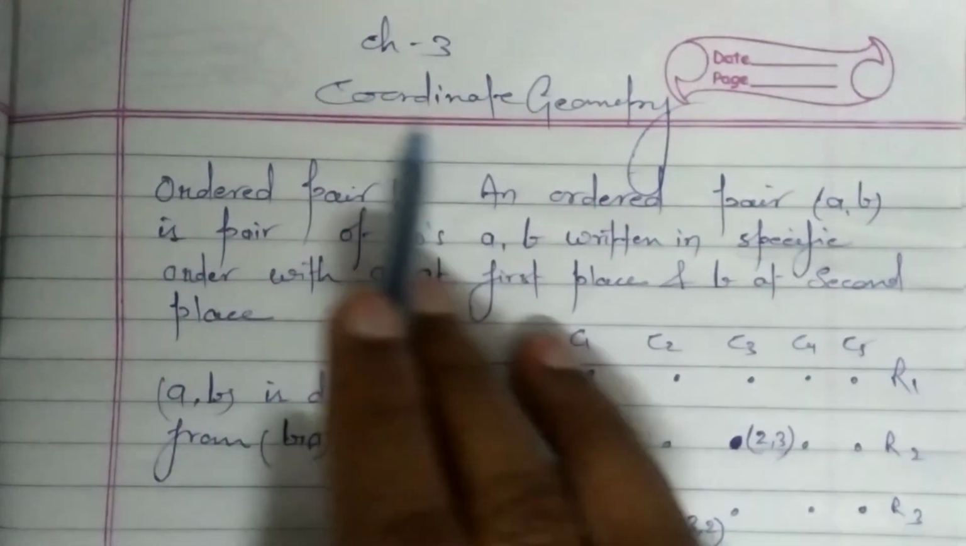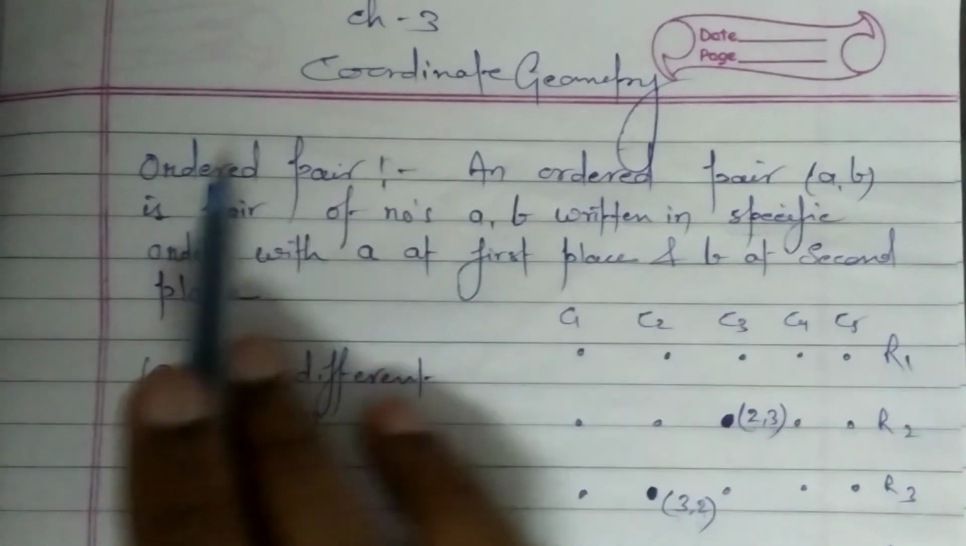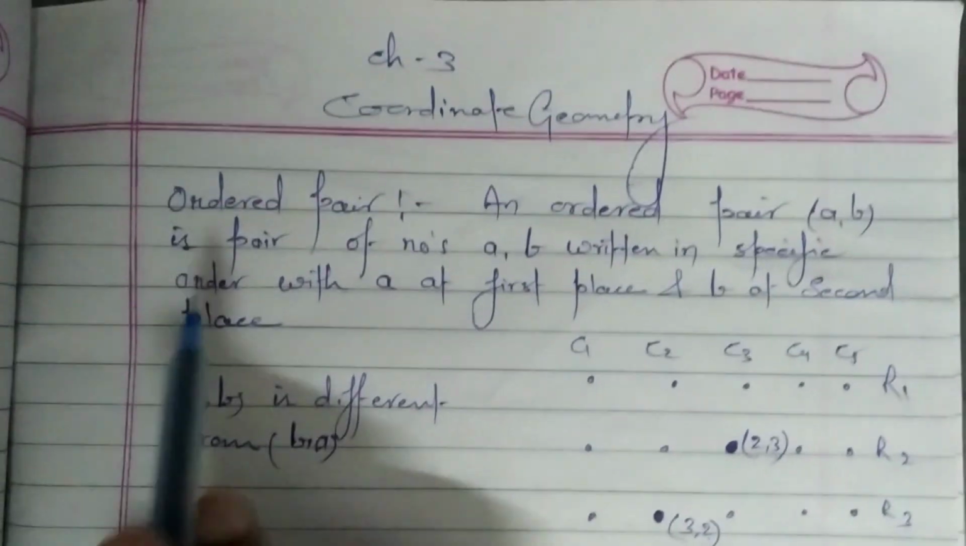Chapter number 3, Coordinate Geometry. The first topic in this chapter is ordered pair. What is the ordered pair?